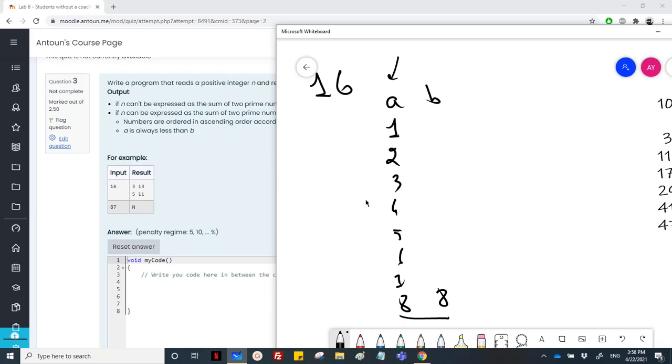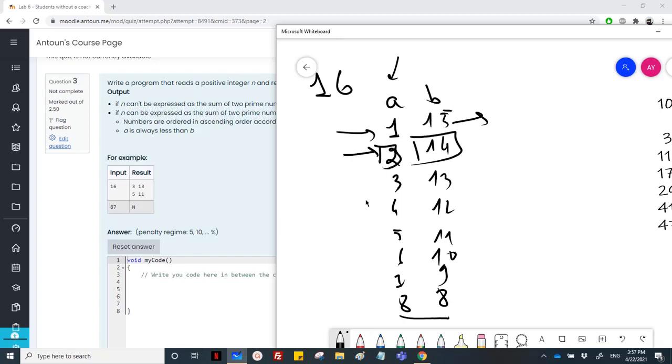So all the possibilities are there: 15, 14, 13, 12, 11, 10, 9, 8. I will check if 1 and 15 are prime numbers. If we don't want to consider 1 as a prime number, or even if we do, we have a problem with 15, because 15 is not a prime number. We have 2, a prime number, however 14 is not a prime number.